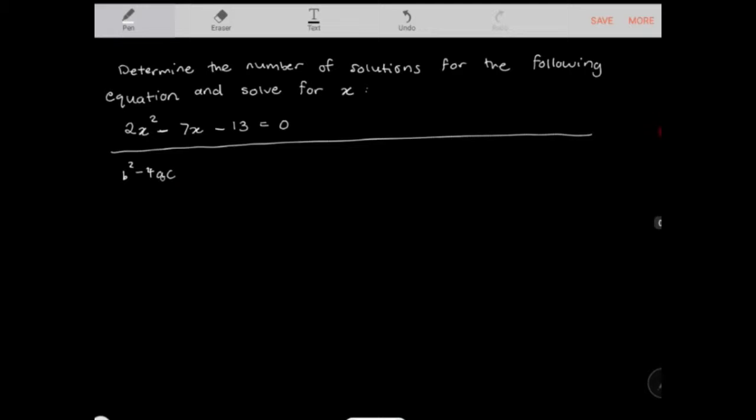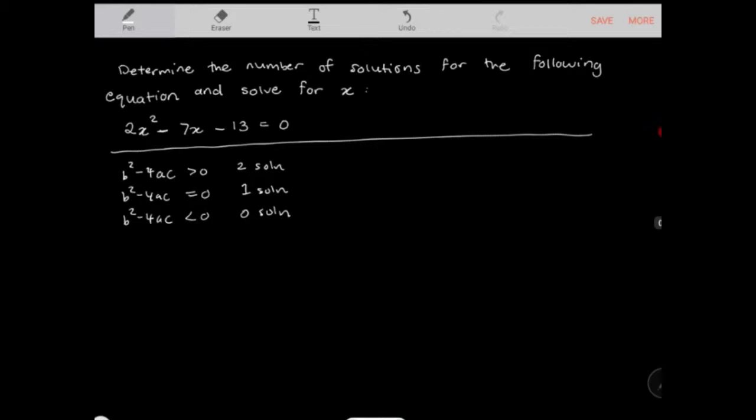And in this case, if b squared minus 4ac is greater than 0, then we get two solutions, or two roots. If b squared minus 4ac is equal to 0, we get one solution. And this also tells us that this is a perfect square trinomial. If b squared minus 4ac is less than 0, we get 0 solutions.